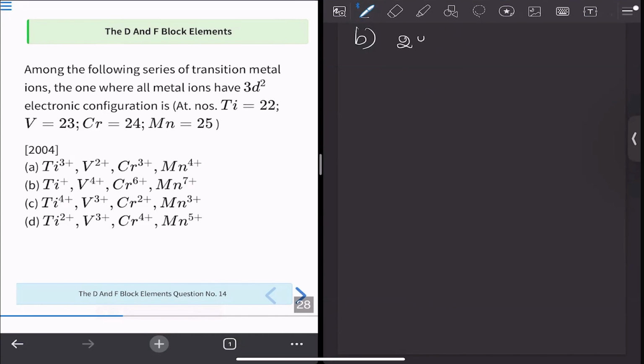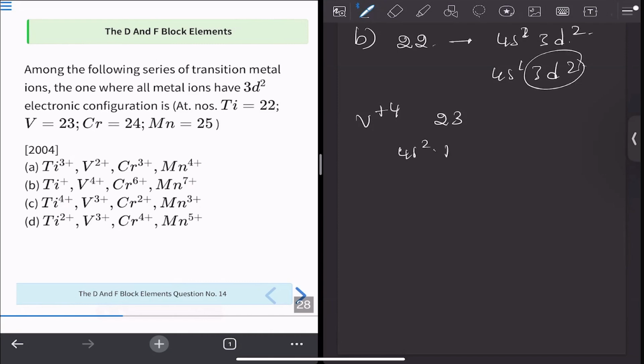Titanium is 22, and from it 1 electron is removed. Titanium will be having 4s2 3d2. This is the configuration. It will be having 4s1 3d2. Okay, 3d2 is there. In the case of vanadium plus 4, vanadium is 23, that is 4s2 3d3. In the case of vanadium plus 4, 2 electrons are removed from it. It will be having 3d1. So option B is not the answer.